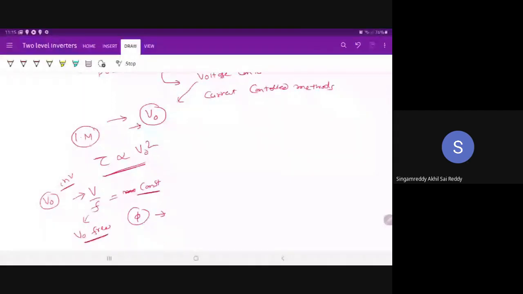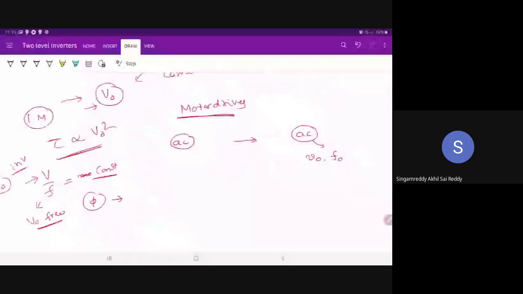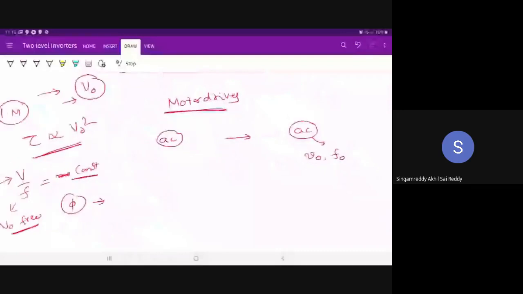Normally, these inverters are majorly used in motor drives. I will draw a simple motor drive and show how it works. The available supply is AC, and the motor is also an AC motor, which we normally prefer. But this motor requires variable output voltage and variable frequency.